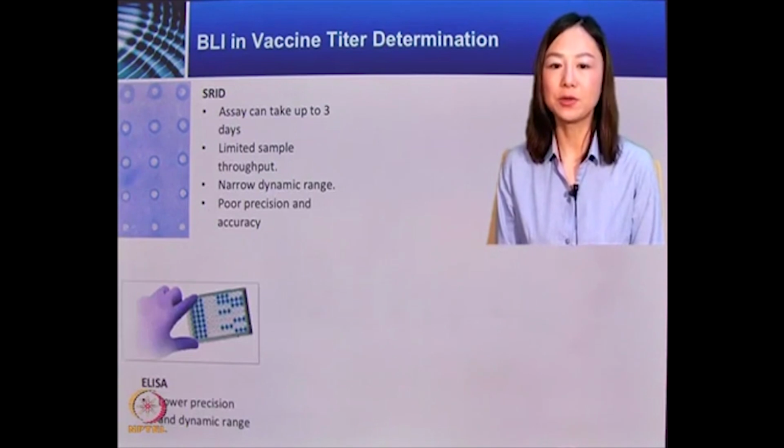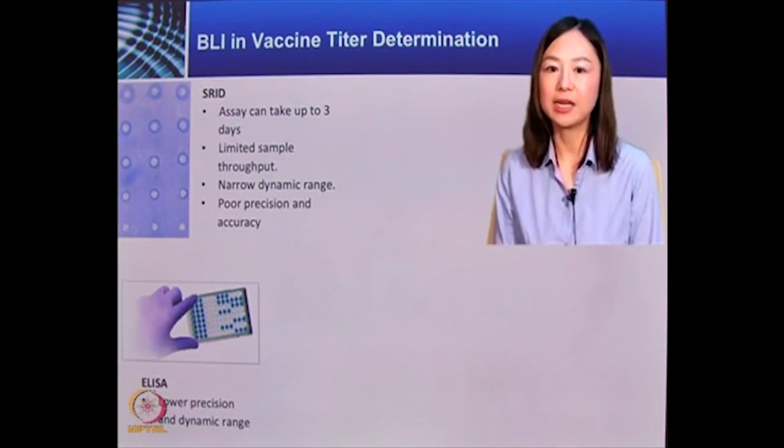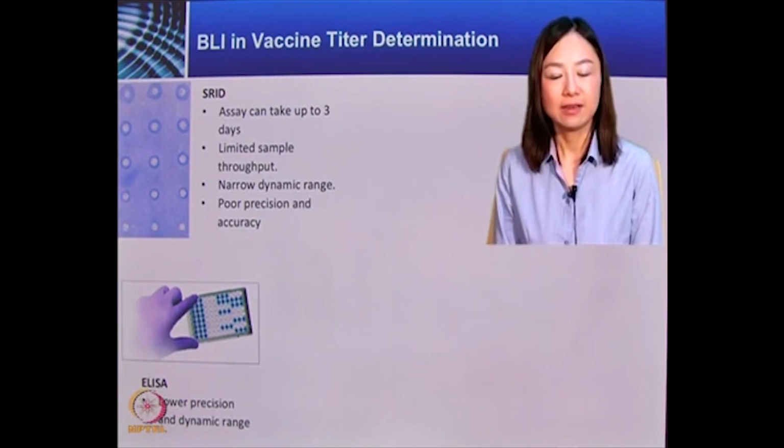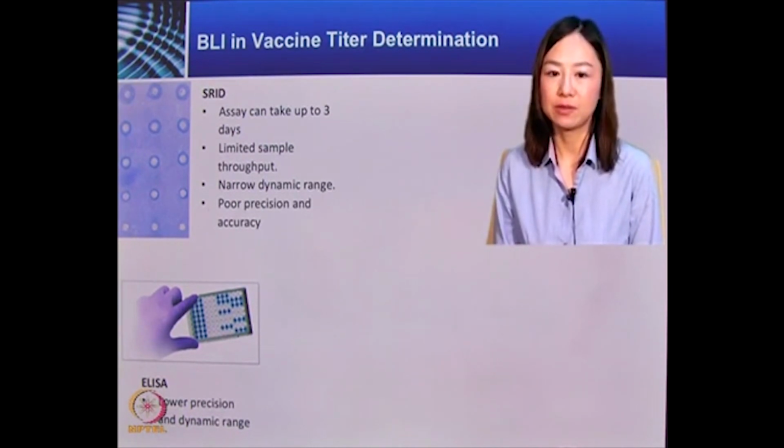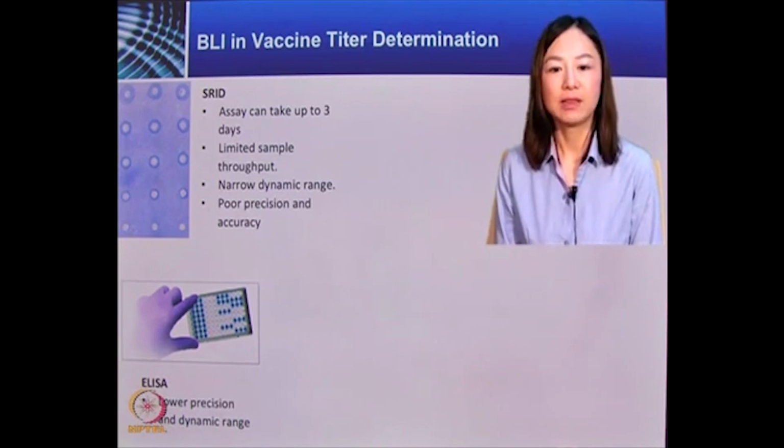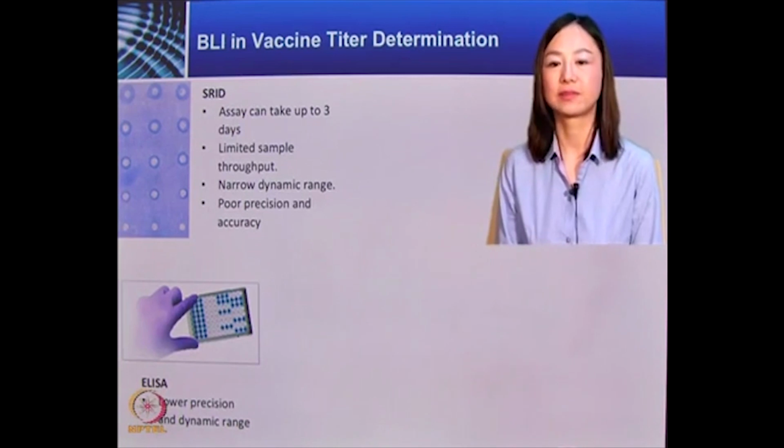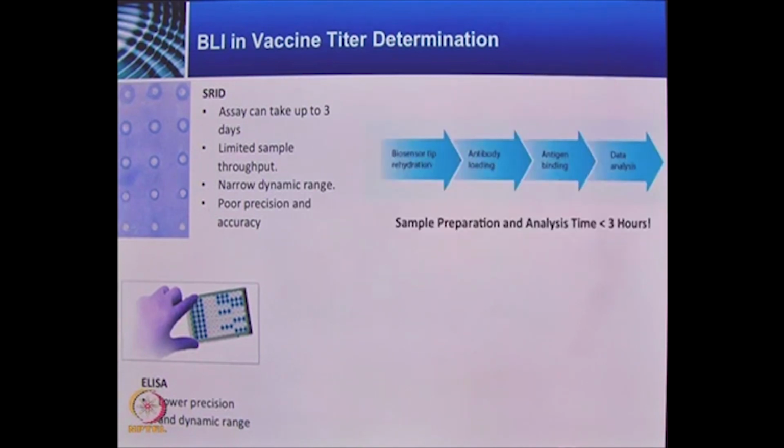People have also been using ELISA method to analyze the vaccine titer. However, similar to SRID, ELISA takes a very long time to finish the whole experiment process, and it has very low precision in determining the titer of the virus, and has very limited dynamic range. To overcome all these shortcomings, the researchers are using the biotechnology to determine the virus titer in the real experiments.